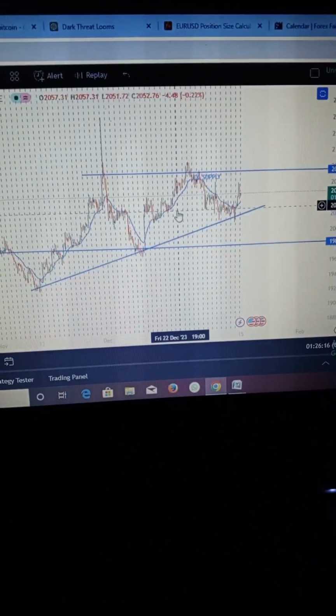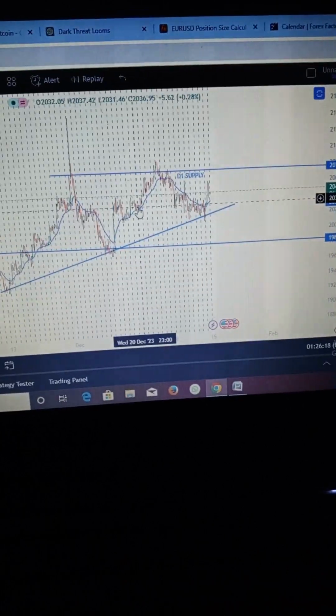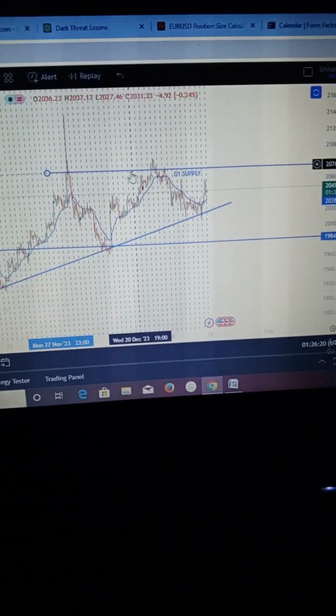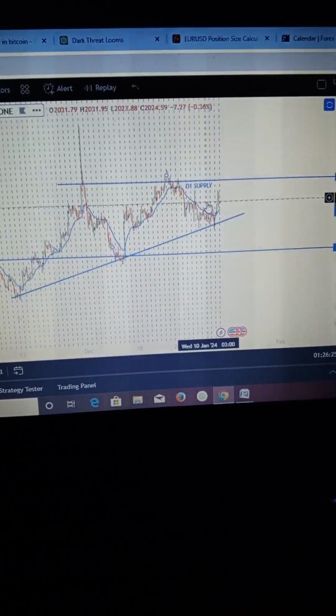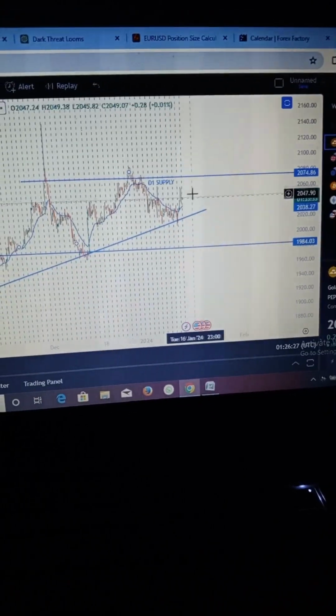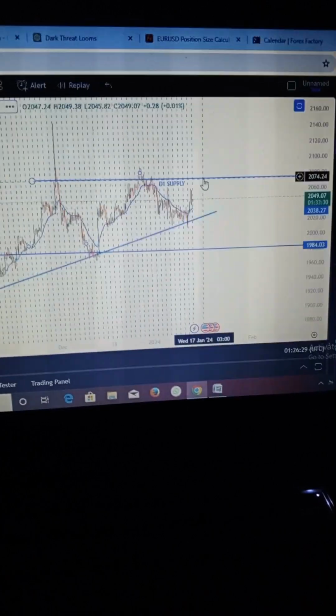So I also marked my key level. Now I trade pure supply and demand. So this is my daily supply. Each time price gets to this level, it comes down, gets here, comes down. So for the retracement, all our TPs will be on this place.